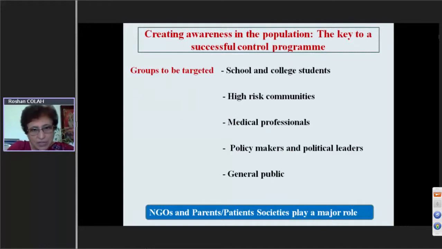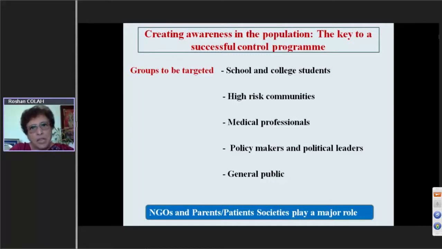So creating awareness is the key to a successful program. You can do it for many groups. You can do schools and college students, high-risk communities. It is also important that medical professionals, particularly obstetricians, pediatricians, and family physicians, should all be aware. Policy makers and political leaders, of course, without their support, it cannot be done, in a program in a country like ours. And lastly, the general public.